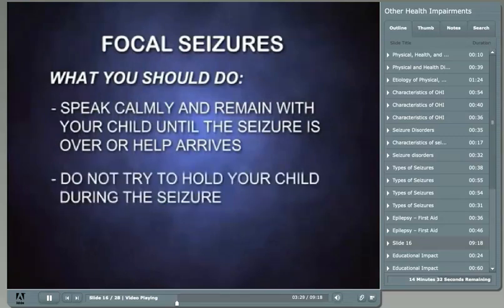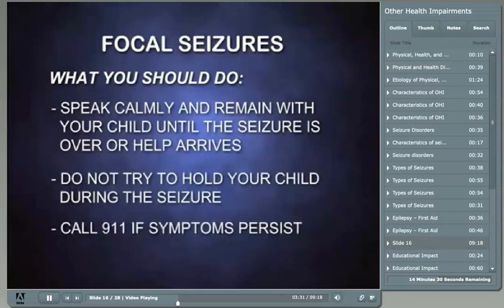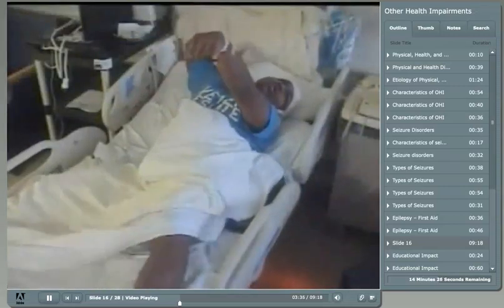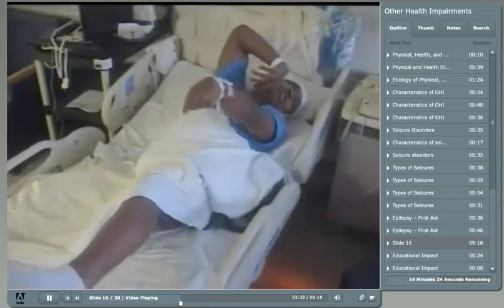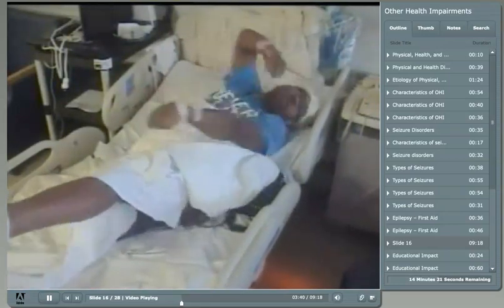Do not try to hold your child during the seizure. Call 911 if symptoms persist. Sometimes these seizures may progress to a more serious type of seizure, which we will discuss later.